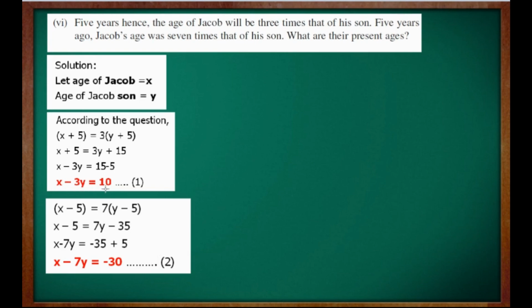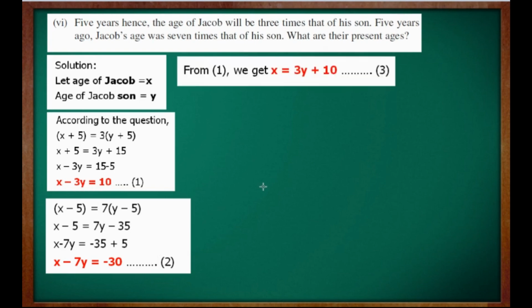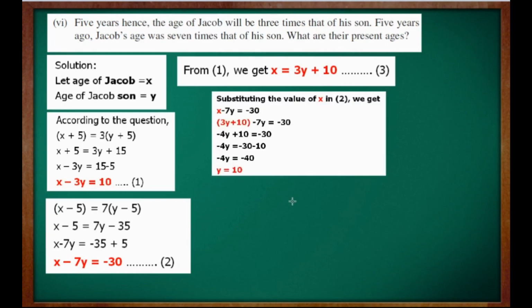Now we are going to convert first equation in terms of x, and x will be 3y plus 10. So minus 3y goes to that side, becomes plus 3y plus 10. Now I am going to replace this x in which equation? Yes, we have to replace in the second equation. So second equation is x minus 7y is equal to minus 30. We got x as 3y plus 10, minus 7y is equal to minus 30. So 3y minus 7y is minus 4y plus 10 is equal to minus 30.